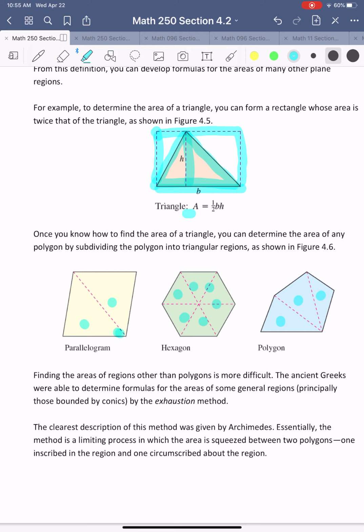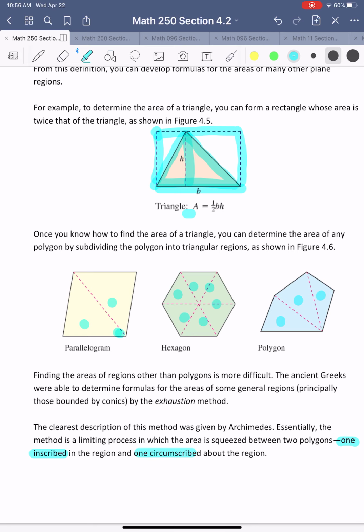Ancient Greeks were able to determine the formula for the area of some general regions, principally those bounded by conics, by the exhaustion method. The clearest description of this method was given by Archimedes. Essentially, the method is a limiting process in which the area is squeezed between two polygons: one inscribed in the region and the other circumscribed about the region.